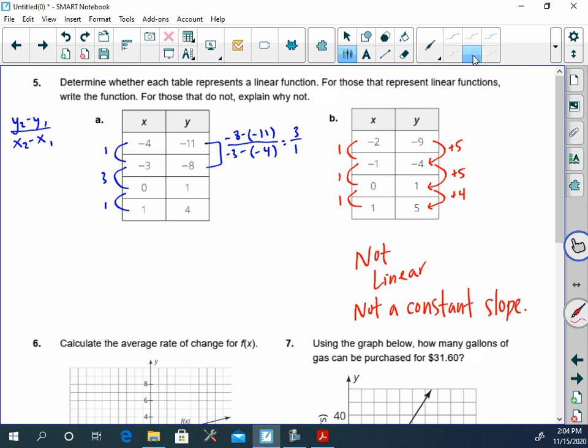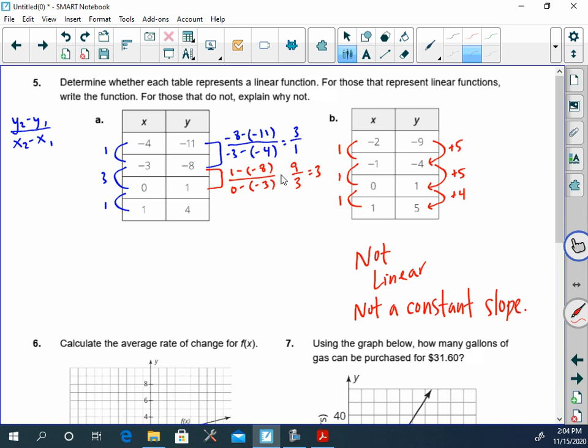I'm going to switch colors just so I don't get them all mixed together here. So when I look from here to here, I'm doing the change in y's first. I'm going to do 1 minus -8. That goes on top. And then on bottom, 0 minus -3. So this just turns into 1 plus 8, so 9, over 0 plus 3, so 3. That's the same thing. Okay, this is 3 over 1, which is 3.